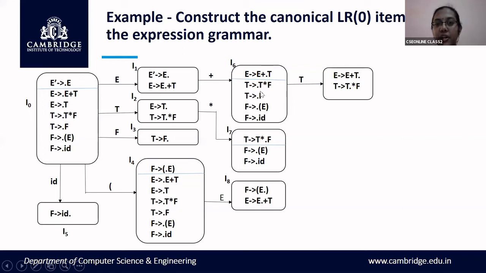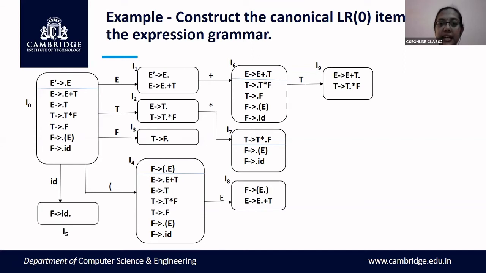Now, what's the next production that is changing on input symbol T? It is T derives T dot star F. Dot is followed by what? It is followed by star, which is a terminal symbol. For terminal symbols, no need of taking closure. Fine. So now I name this state as I9.